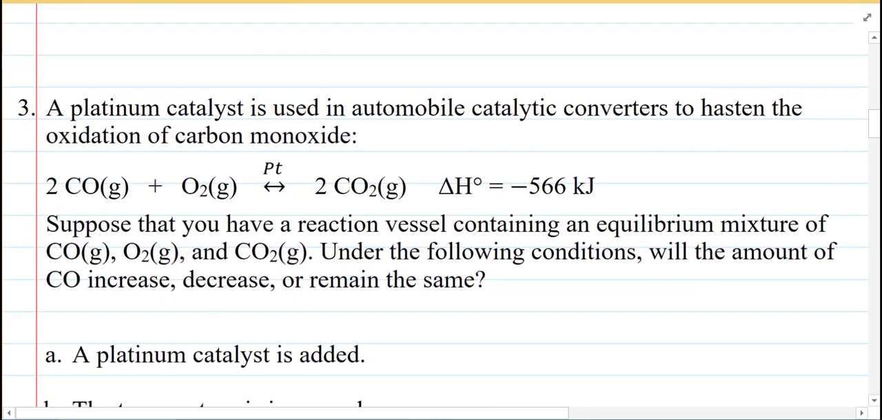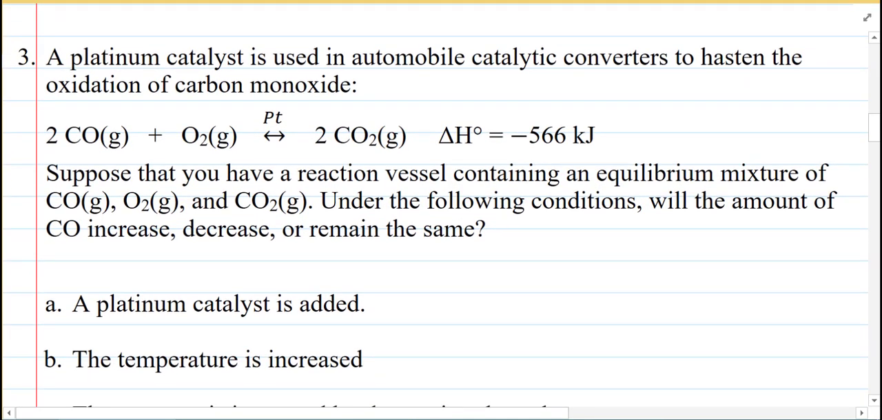3. A platinum catalyst is used in automobile catalytic converters to hasten the oxidation of carbon monoxide, which is why they're so expensive. And there's the reaction: you've got carbon monoxide and oxygen on the platinum catalyst going to carbon dioxide. And delta H is negative. That technically means plus heat here, right? Because heat's coming out. Heat's a product of this. For A, a platinum catalyst is added.